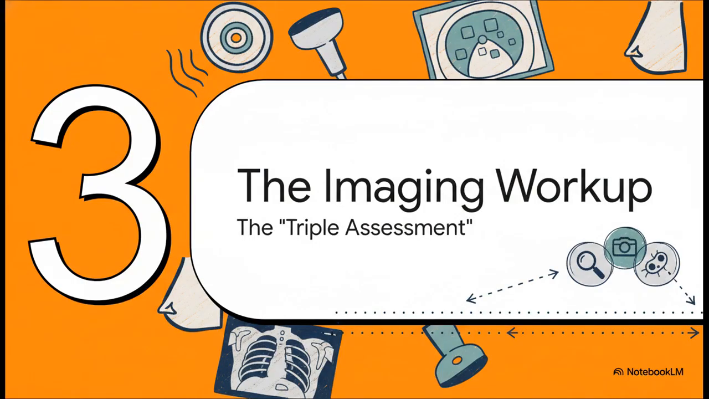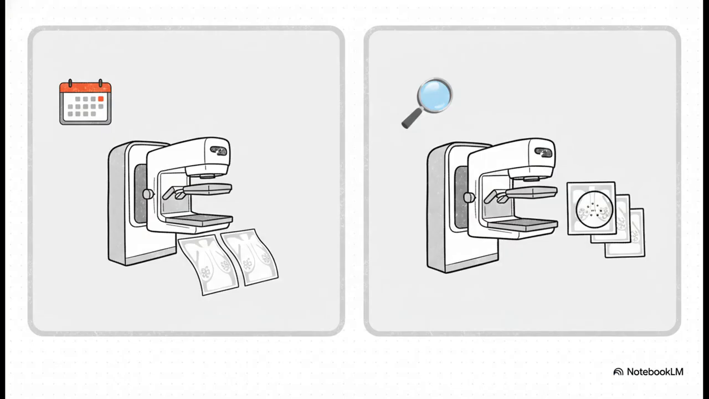So you've completed your history and physical exam. You have a clinical suspicion. What are your next steps in the workup? So the next step is imaging, which is the second part of the triple assessment. That's the combination of the clinical exam, imaging, and a tissue biopsy. Now, for this patient, a 45-year-old with a palpable lump, I would order a diagnostic mammogram.